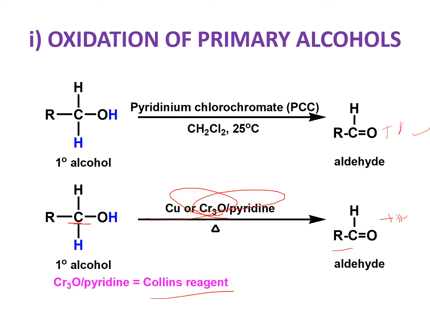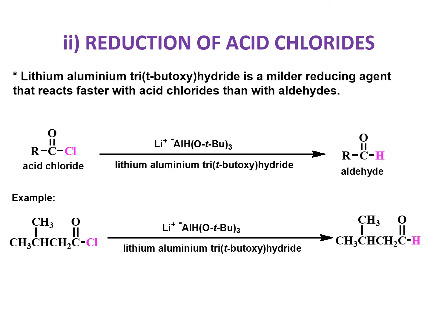Next, we go to the reduction of acid chloride. To do the reduction, we have to use a reducing agent. To do the oxidation, we have to use an oxidation agent. So for reduction of acid chloride, we use the reducing agent lithium aluminium tri-tert-butoxyhydride, or Li+ AlH(OtBu)3. We have acid chloride here.